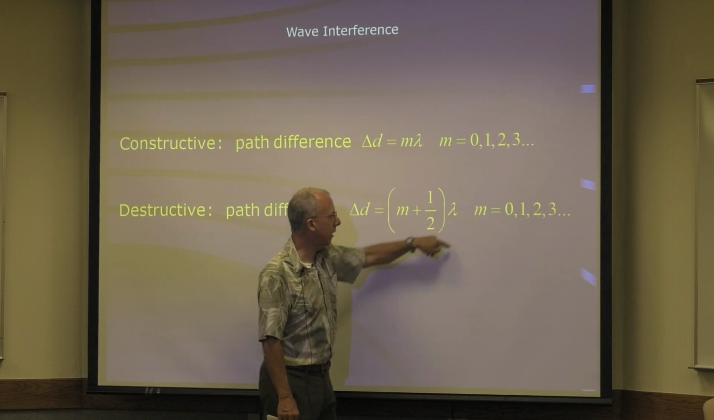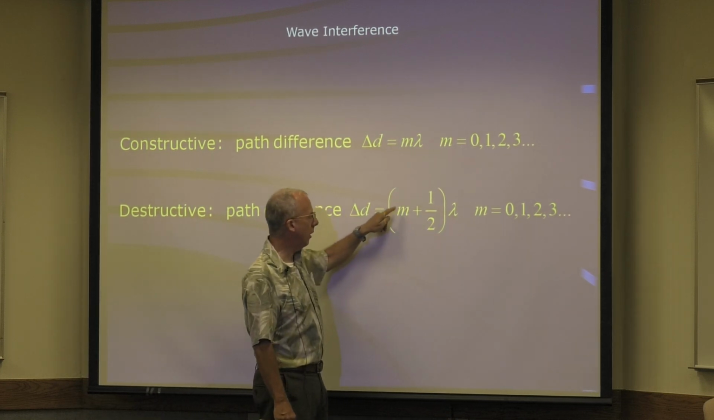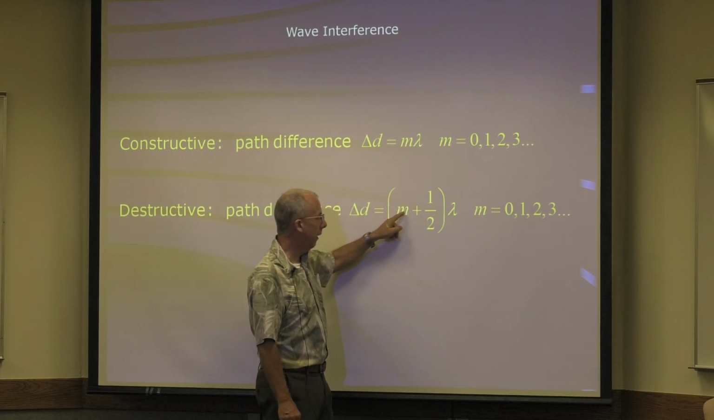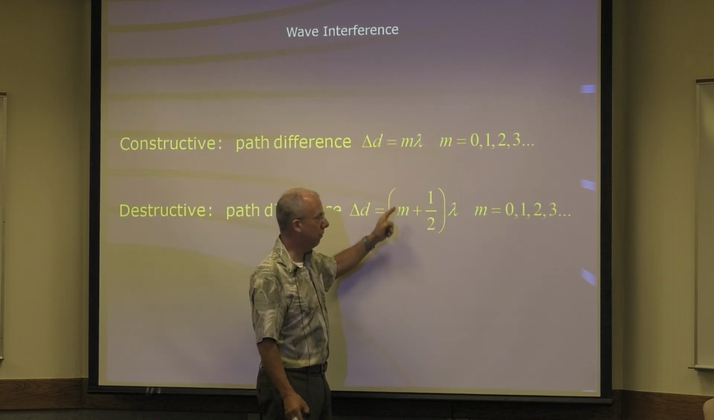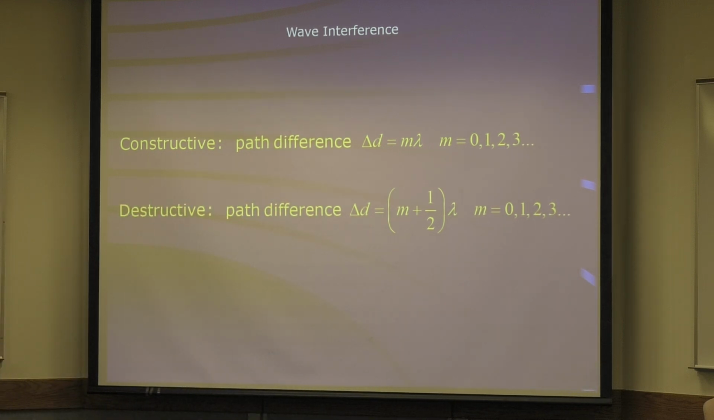And you can write that nicely like this, right? If m is 0, you just get a half a wavelength. If m is 1, you get 1 1/2, which is 3 halves. If m is 2, you get 2 1/2, which is 5 halves, on and on and on. All right, so you should be familiar with that from Physics 105.